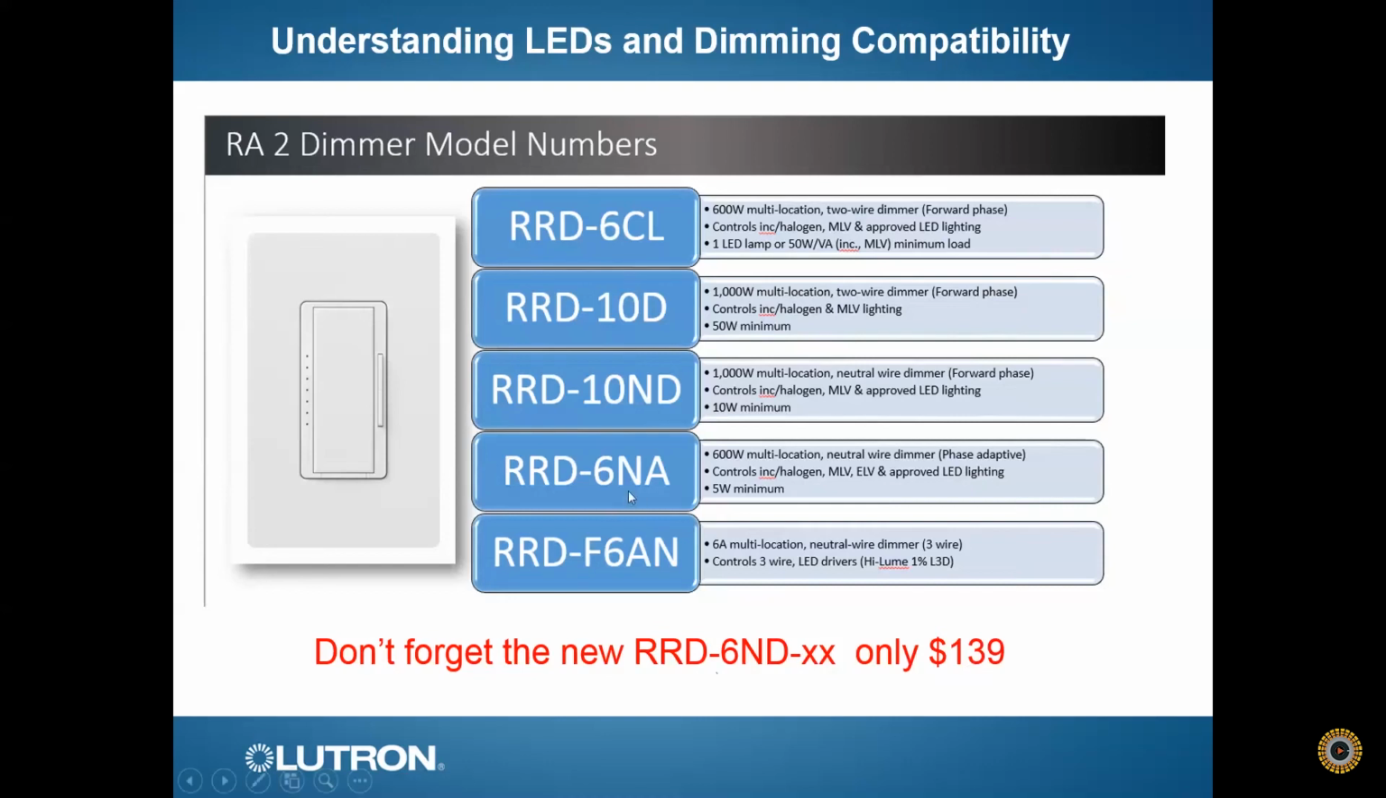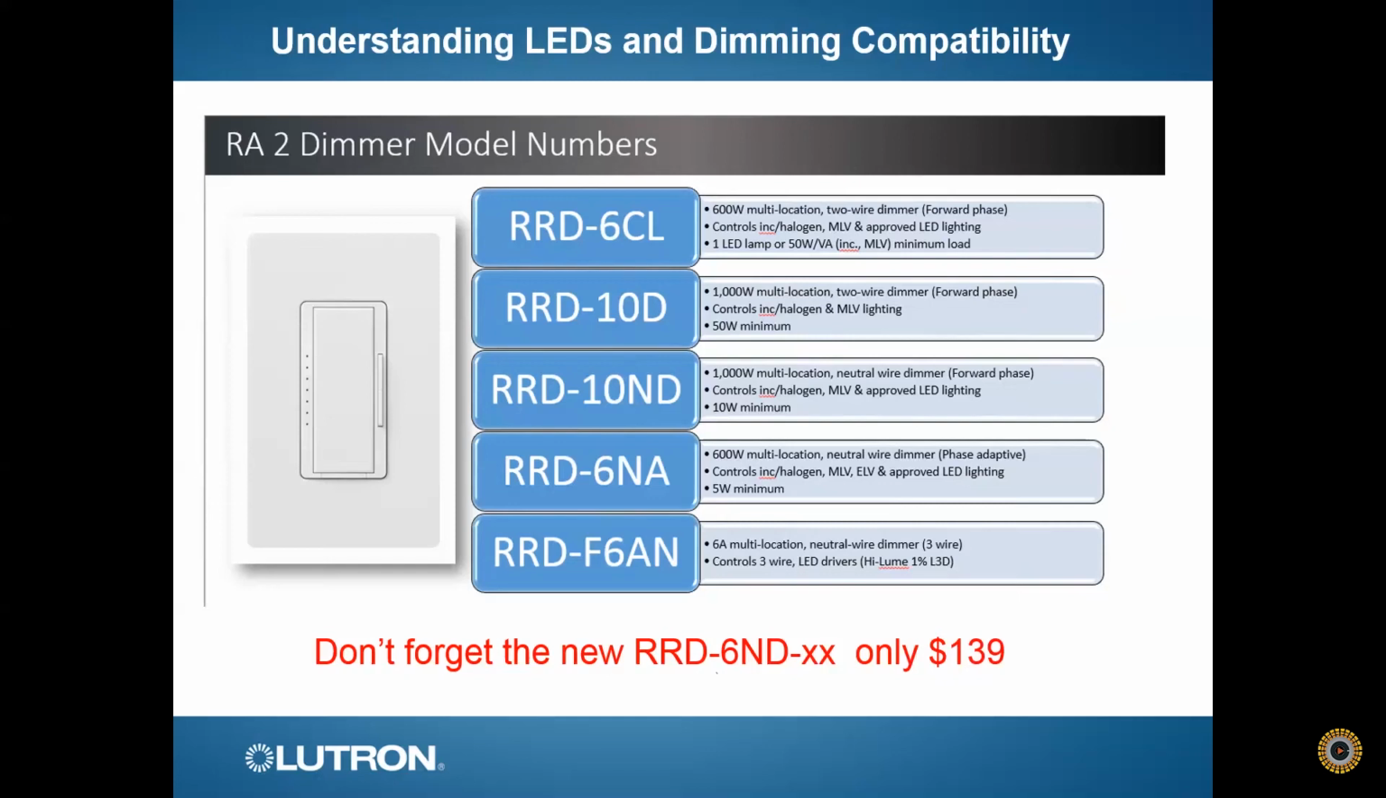Lastly, I talked about the 6NA. So this guy is a phase-adaptive dimmer. It will work with forward phase and reverse phase. Pretty much anything you throw at this guy, as long as it truly is a dimmable LED, this guy can handle. There are a couple of tricks with this that you'll sometimes run into. In the RA Select and the Caseta app now, you can actually set your phases with these 6NA dimmers just like you can in the RA2 programming software.